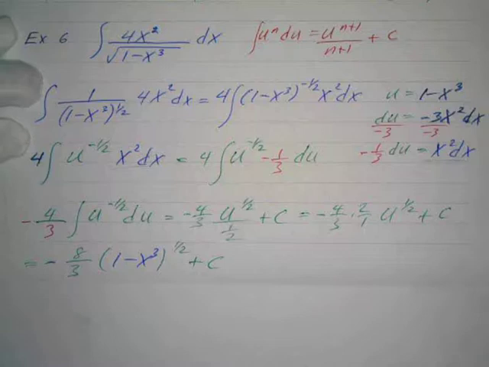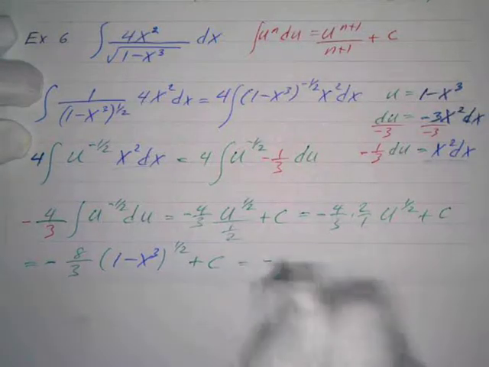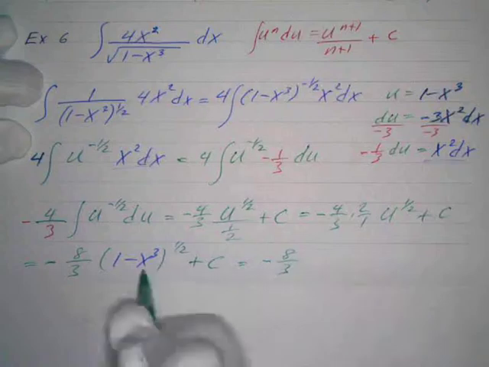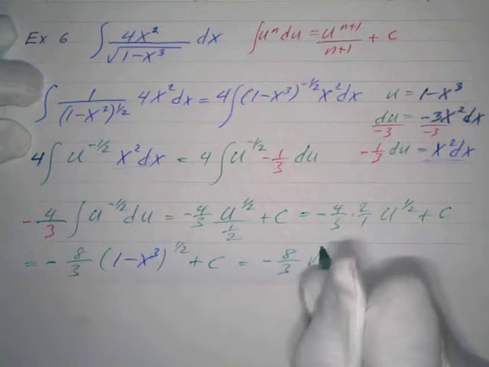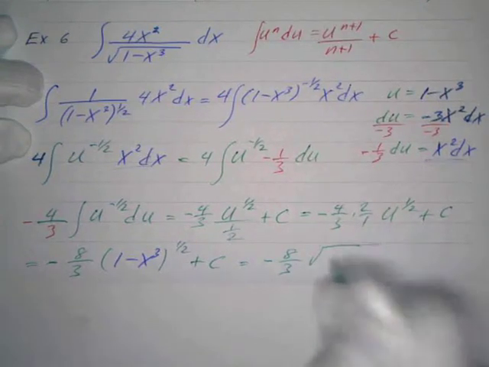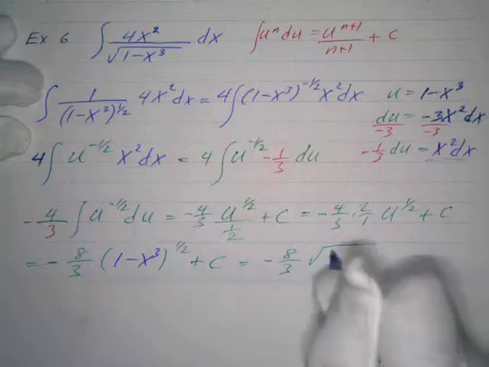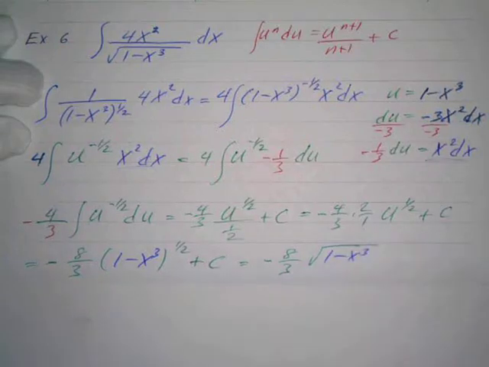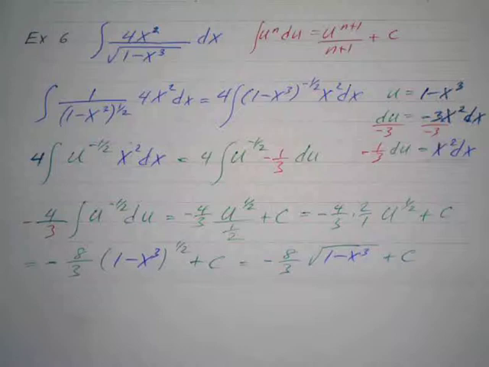Now you could write this one in radical form. That's what I was thinking about in an earlier problem. That could equal negative 8/3 times the square root of 1 minus x cubed, plus c. And there you go. That's a pretty decent problem. Hope that makes sense.